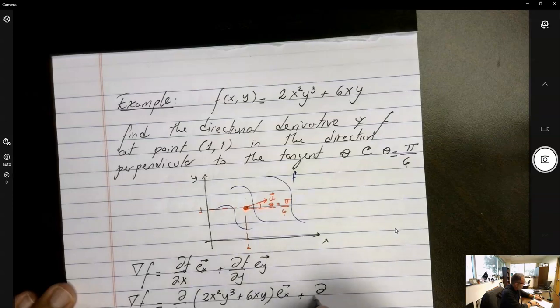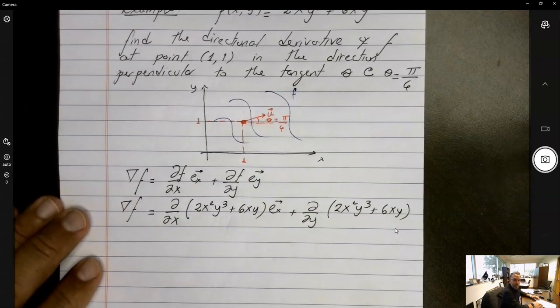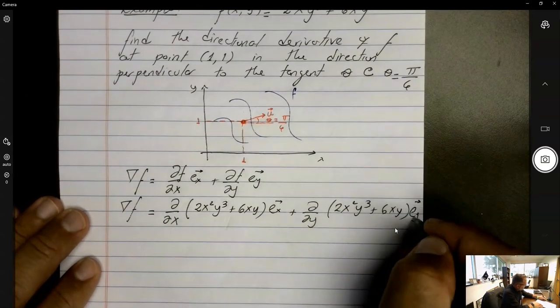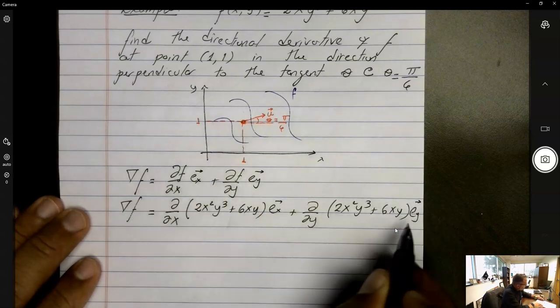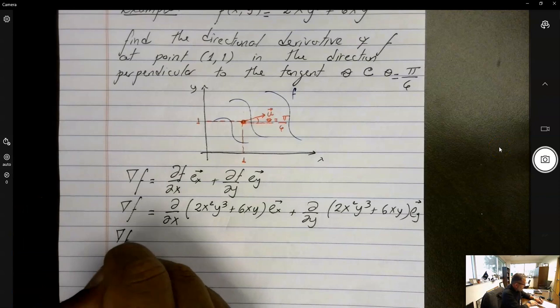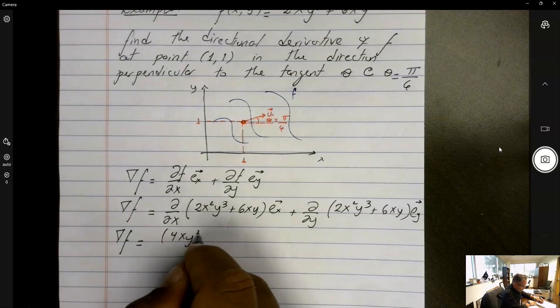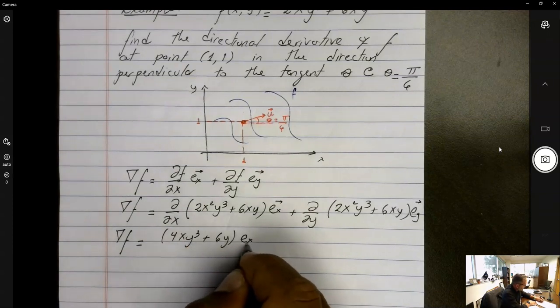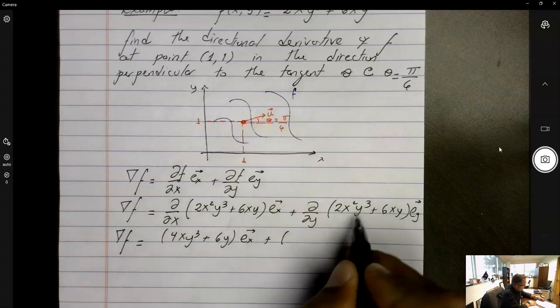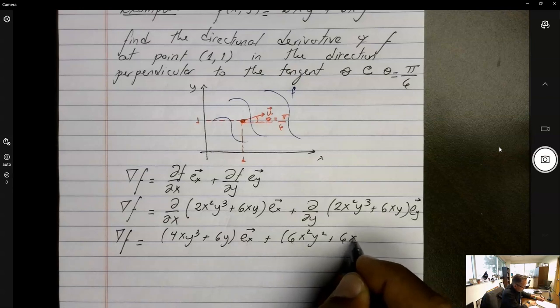Dx plus d dy of the same scalar function. And the y direction, don't forget about that, because the gradient of a scalar function turns into a vector, so never forget the vector components. So nabla f, or del f, is essentially 4xy cubed plus 6y in the x direction plus 6x squared y squared plus 6x in the y direction.